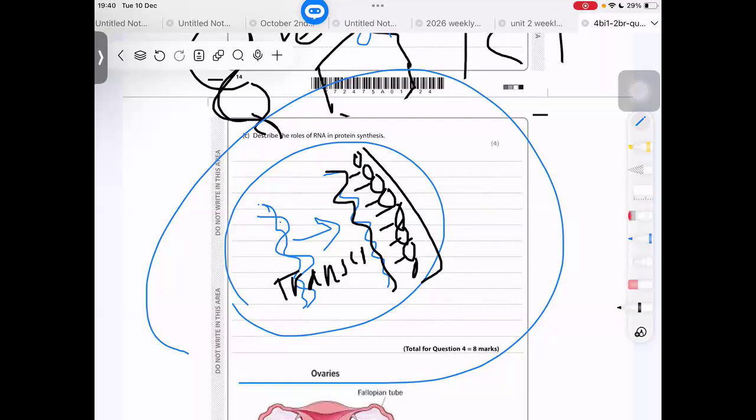And after this mRNA is created, you know there are nuclear pores in the nucleus. Through these nuclear pores, the mRNA enters into the cytoplasm. The mRNA molecule enters into the cytoplasm.